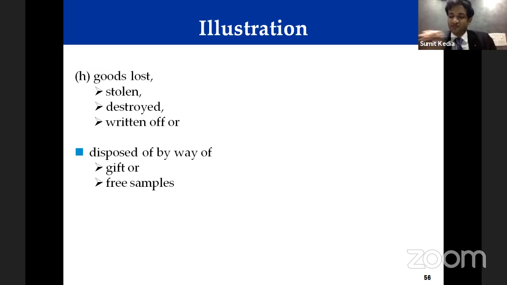Should ITC be reversed? In my humble view, ITC should not be reversed, provided it is a normal business loss. If it's an abnormal loss, then it's a different question. But if it's a normal business loss, the process loss, evaporation loss, ITC should not be reversed.